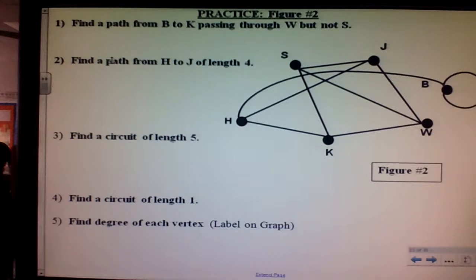Wait, to H to J, can we just? Never mind. Got it. Wait. Okay. Try the rest of it. Find a path from H to J with a length of 4. I got you. Got it. H, the 6? Yeah, I'm with the. Okay. You got it working, we'll look at them.